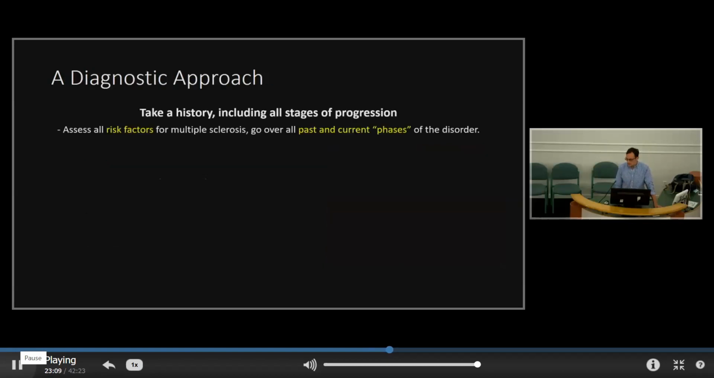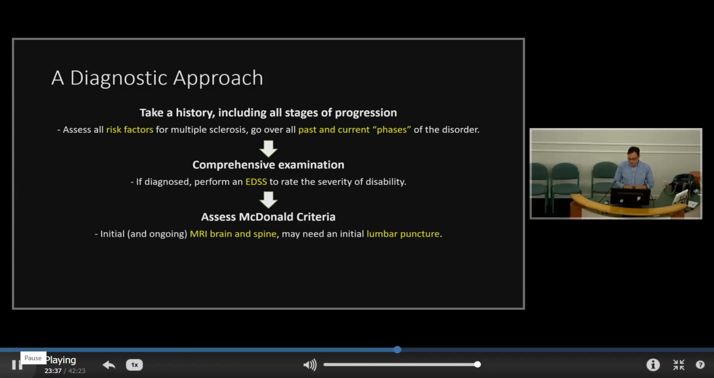Okay, so here's a diagnostic approach for someone who you think might have MS. You take a proper history and try to see if there's any prior stages of progression that indicate MS. You assess all their risk factors, as I mentioned before, the vitamin D and the rest of them. You go over all the past and current phases that they may or may not have had. If you diagnose MS, then you're going to be doing EDSSs on a regular basis, so you can do an initial one. And then you will also be doing an initial MRI brain and spine and probably a lumbar puncture, and then you also follow them up with MRIs periodically as well. And of course, when you diagnose MS, you must exclude the mimics, so you do the appropriate tests, and the panel I showed you is basically good for doing that.